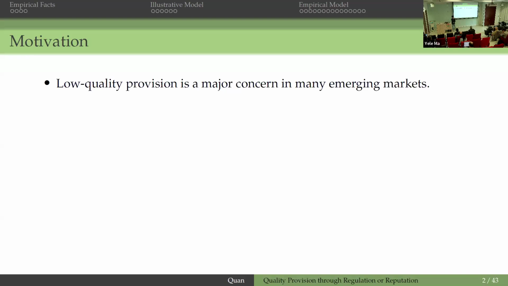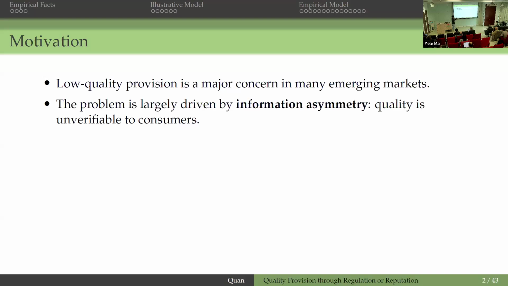Let me start from the motivation. Low quality provision is a very critical issue in many emerging markets. You can see that in these markets, there are many counterfeits or low quality services. And from the economics perspective, the low quality provision problem is majorly induced by information asymmetry. The quality is very difficult to verify for ordinary consumers.